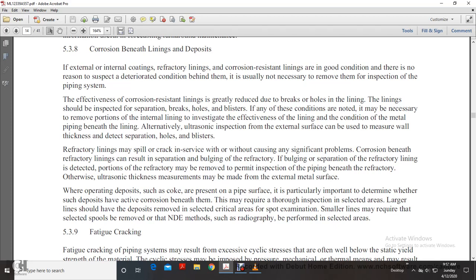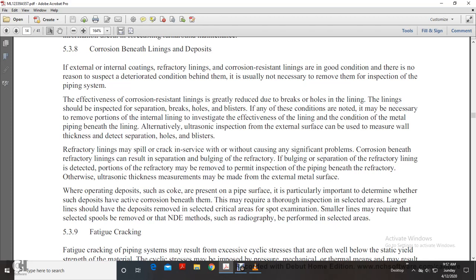If any of these conditions are noted, it may be necessary to remove portions of the internal lining and investigate the condition of the metal beneath the lining. Alternately, external ultrasonic inspection can be used to measure wall thickness, deterioration, separation, holes, and blisters.